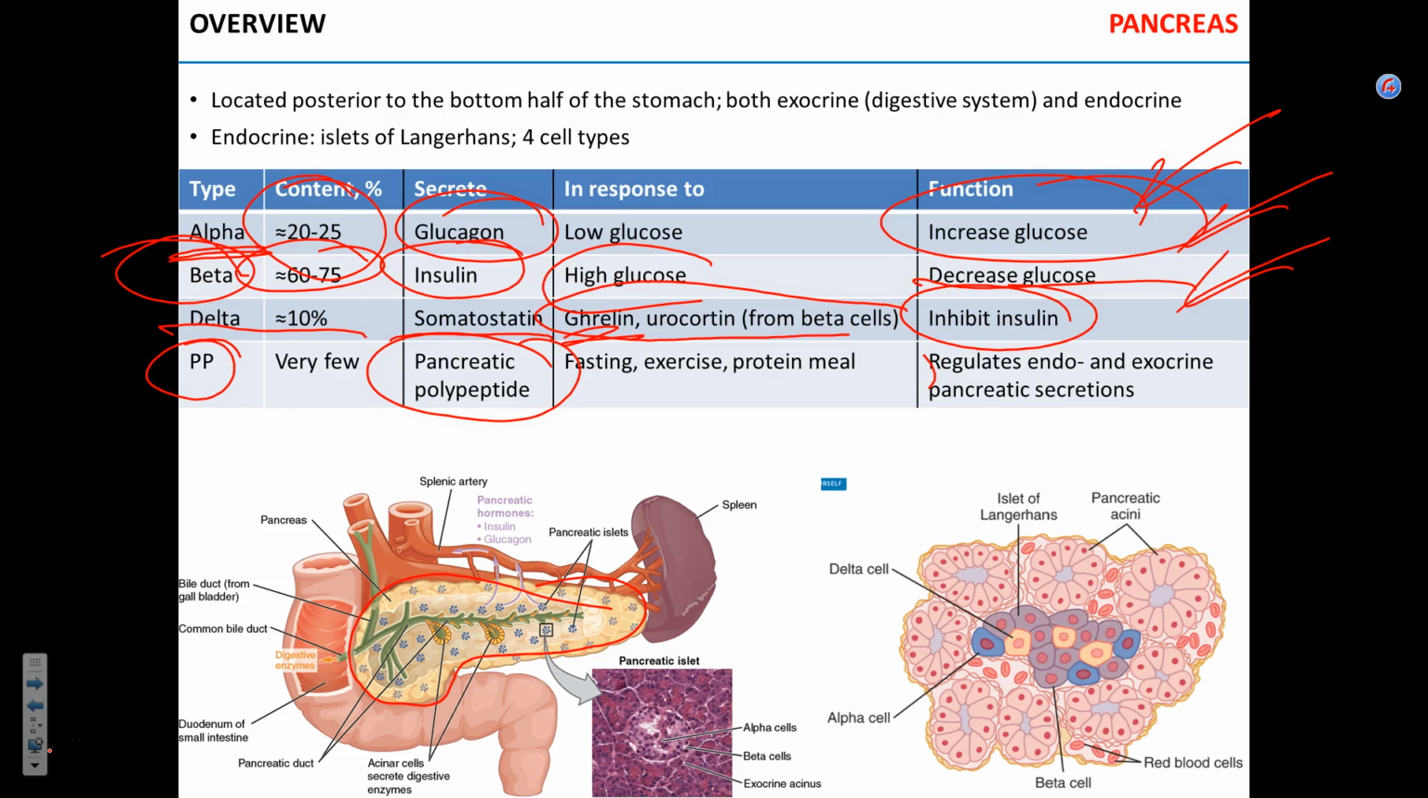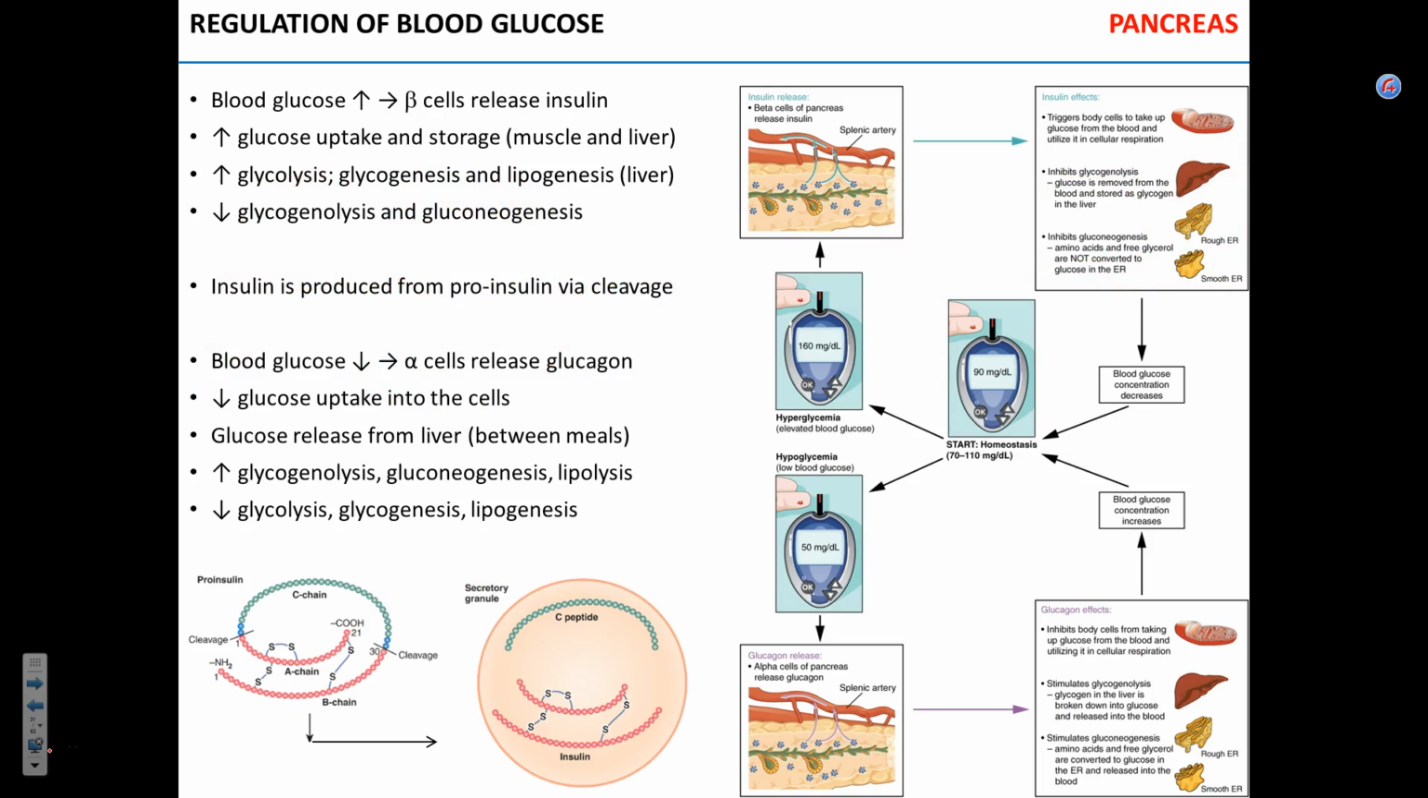Now, the two hormones that we're going to chat about extensively are these. So we're going to talk about glucagon and insulin.